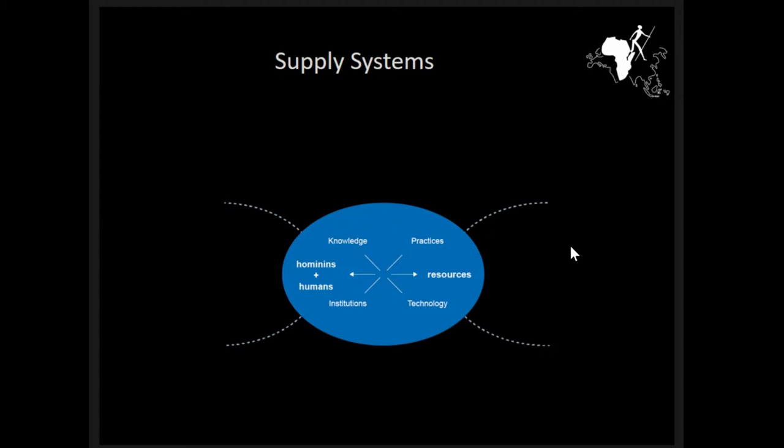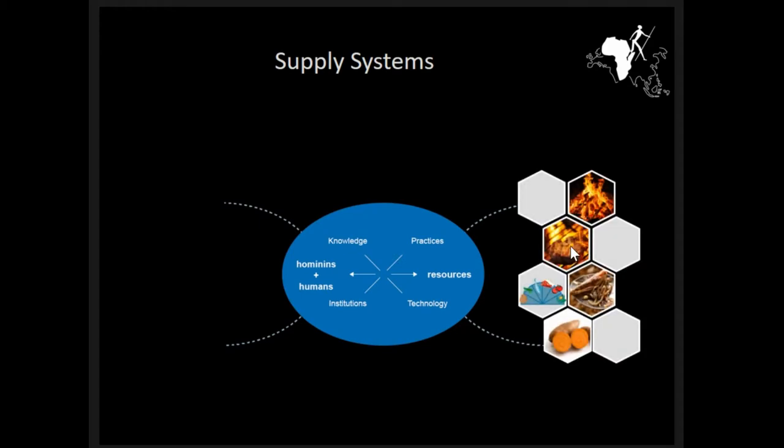Within such a supply system, for instance, for food, a relation is established between the hominins and their environment, which consists of resources. And there are a number of factors which have an impact on this relationship. For instance, the knowledge the hominins have about their environment, about the dynamics which occur, the practices which they use, but also involving technology. And here, this is an older version. I have to apologize for that, but I didn't find last night a newer version of our supply systems. Institutions, of course, refers to modern societies. We would probably, in the case of a Neanderthal, rather speak of common agreements, for instance, of how food should be distributed among group members.